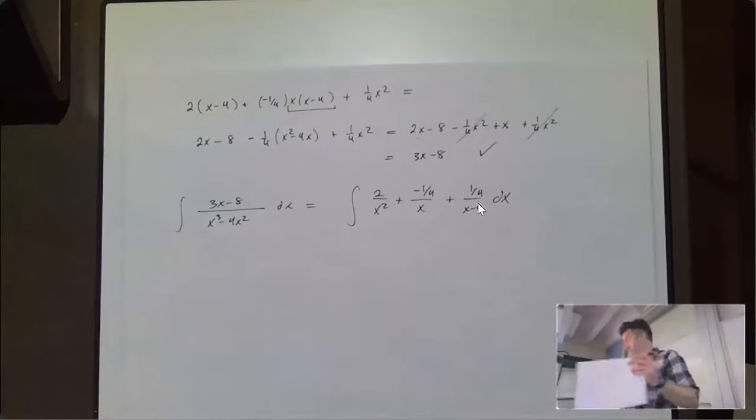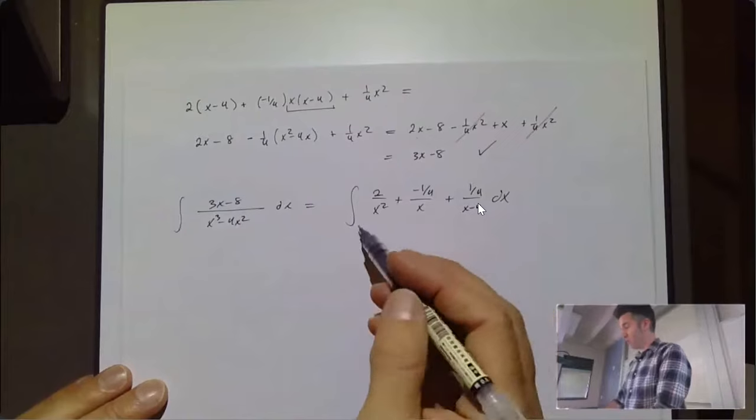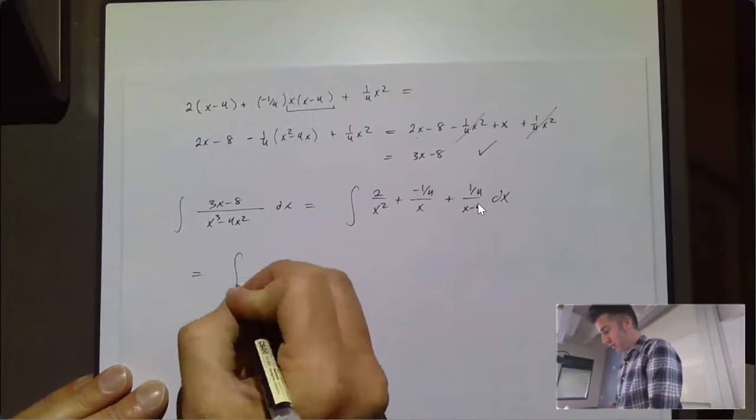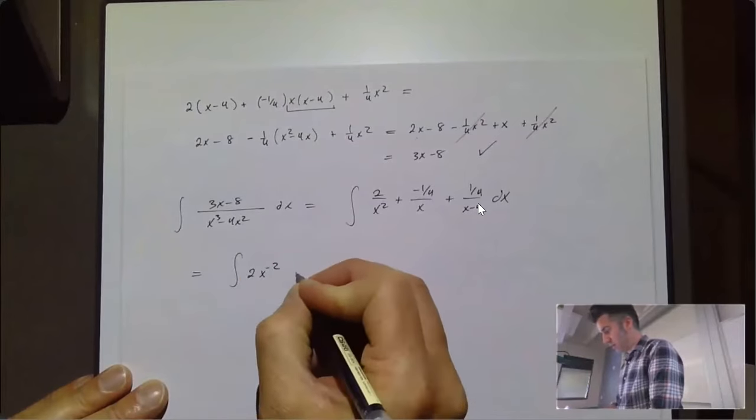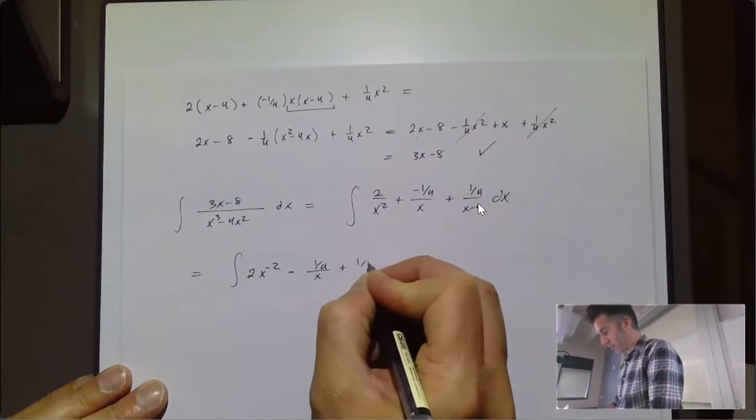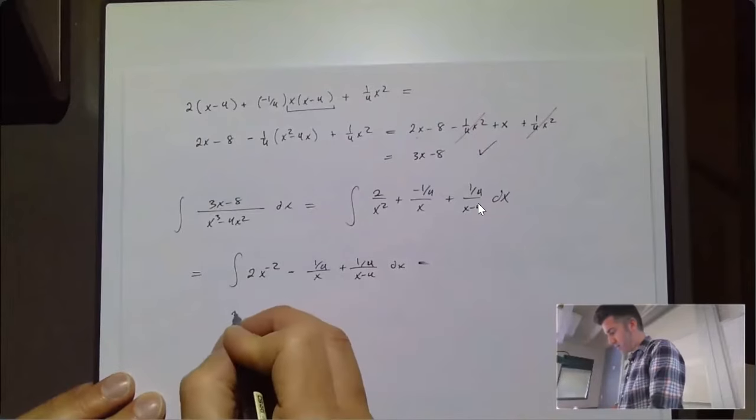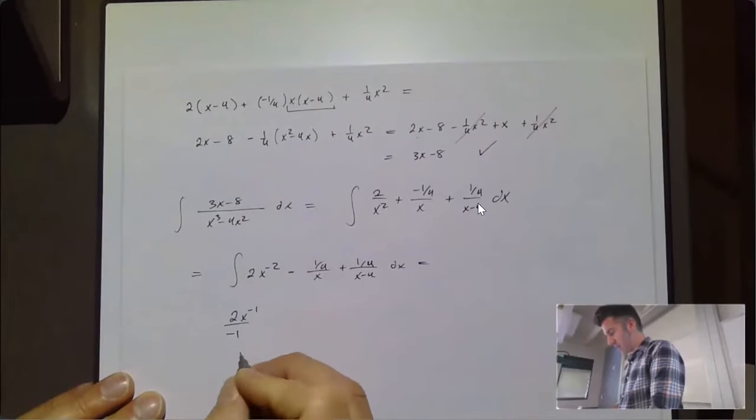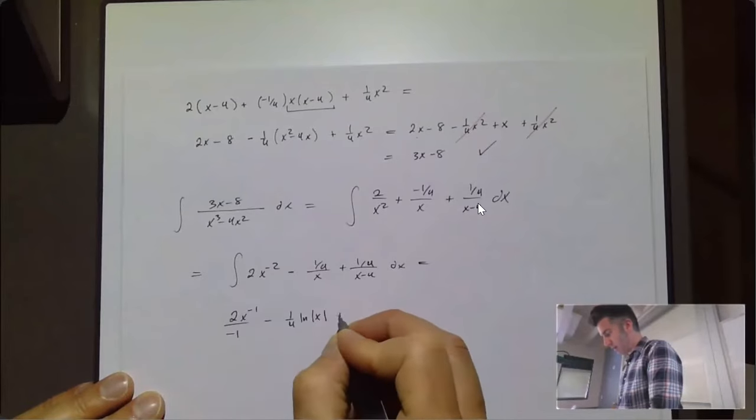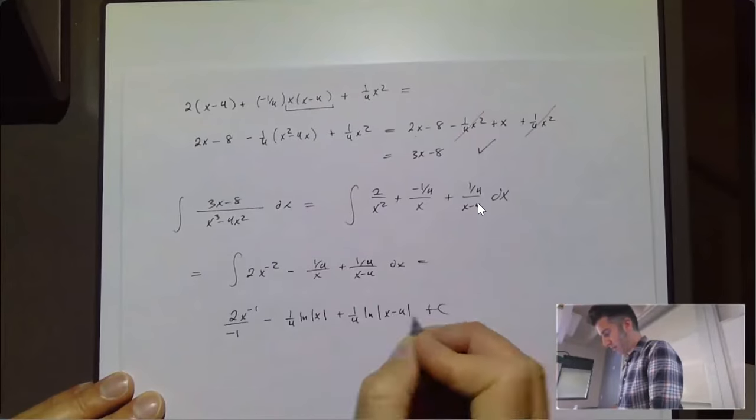And then this becomes not terrible to integrate. So I would maybe do one small thing. I might rewrite this as 2 times x to the negative second. So I've got the integral of 2 times x to the minus 2 minus 1/4 over x plus 1/4 over x minus 4. I'm going to get 2 times x to the minus 1 over minus 1, minus 1/4 natural log of the absolute value of x, plus 1/4 natural log of the absolute value of x minus 4, plus c.